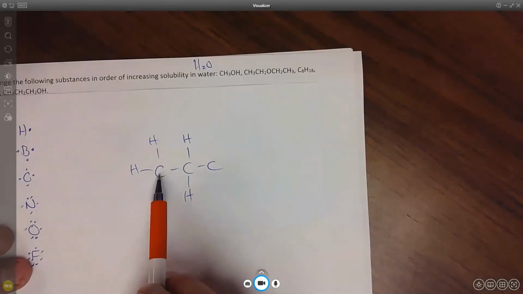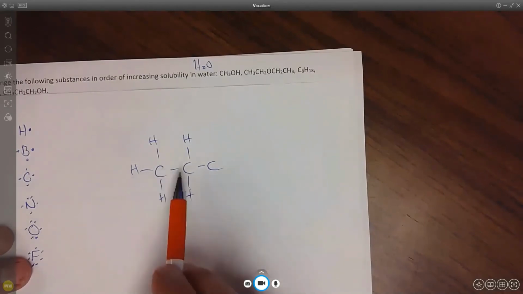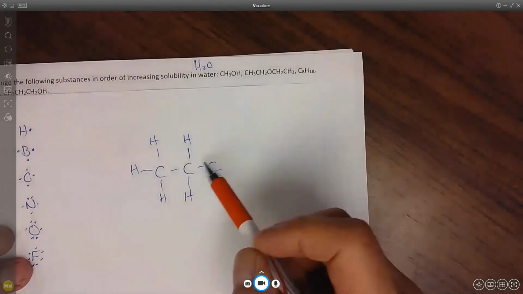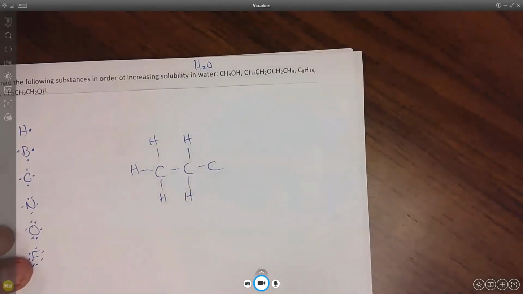Is there a difference in electronegativity between these two carbons? No, so no dipole moment. Is there a dipole moment between the carbon and the hydrogen? Yeah, it's going to carbon. Everybody agree? Am I wrong? Does anybody disagree? Is the carbon-hydrogen bond polar? It is not polar.